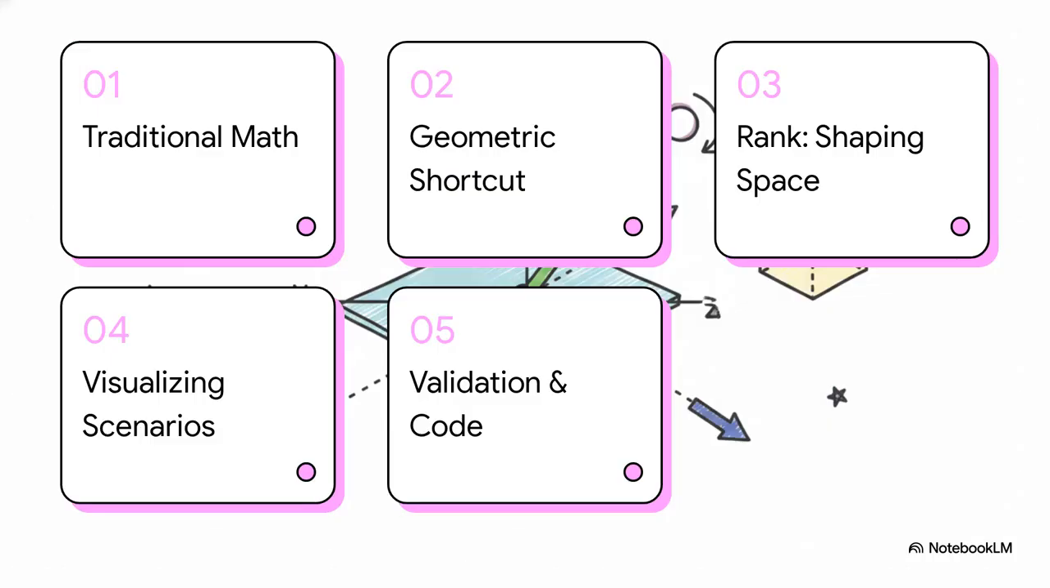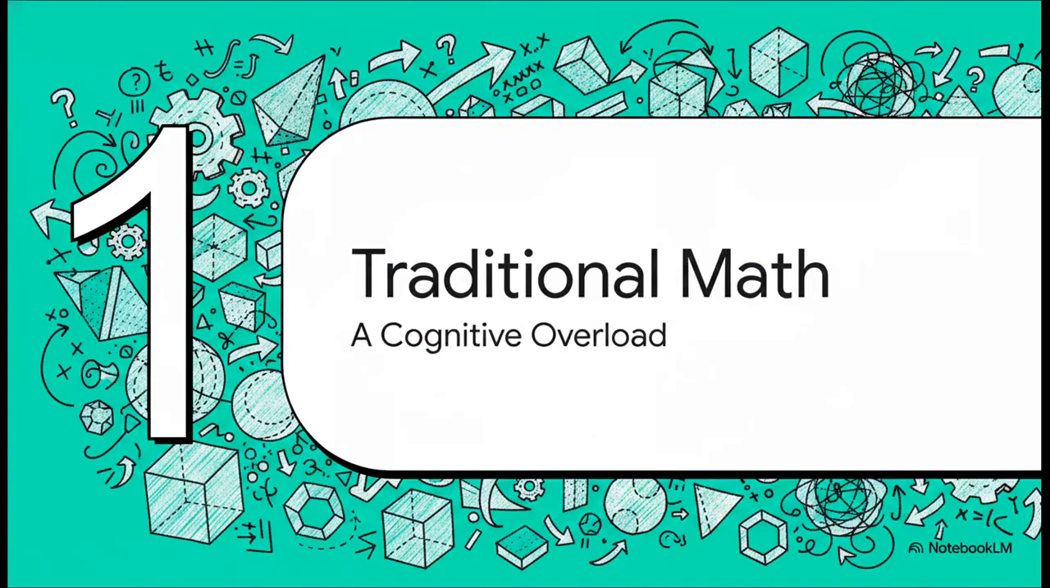So here's our roadmap for this explainer. First, we'll look at the traditional math problem. Then we'll jump into the geometric shortcut. After that, we'll see how rank actually shapes the space, visualize a few scenarios, and finally wrap up with some validation and code. All right, part 1, the traditional math problem, a cognitive overload.